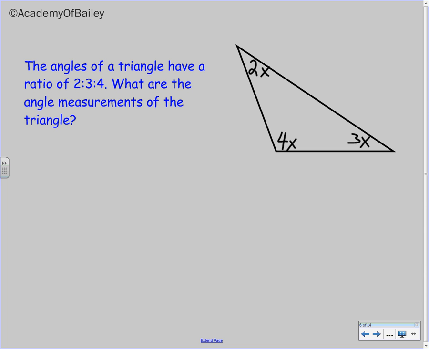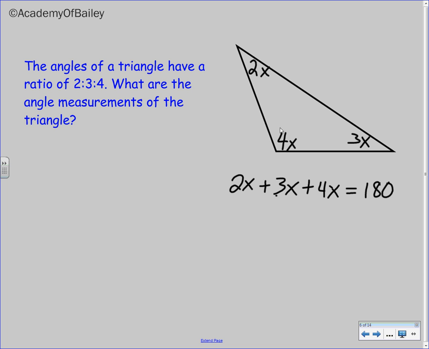What do you know about those 3 angles of the triangle? They have a sum. When you add all 3 of those up, they will all add up to equal 180 degrees.